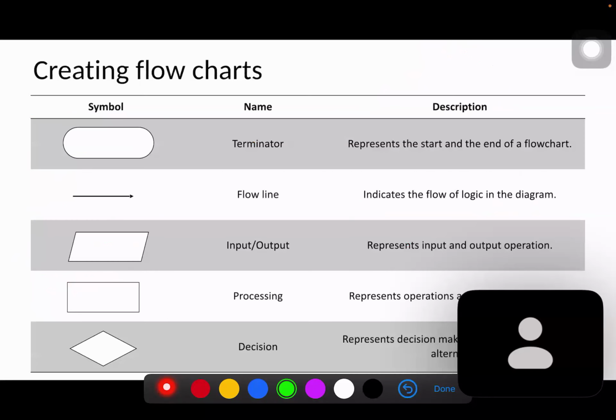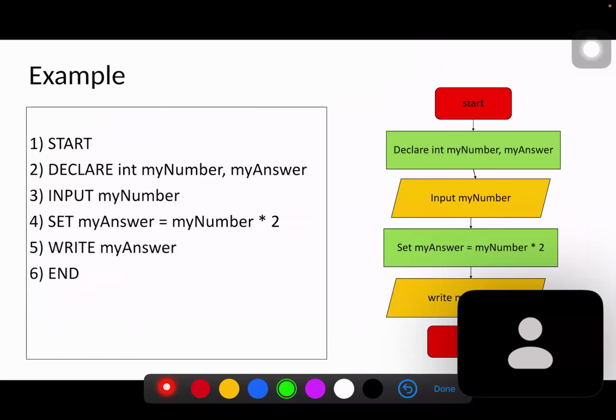Now you have those shapes over here. So this one is for the terminator, this is for the flow of control, this is for the input output, this is for processing, this is for conditional statements. Okay, let's look at an example. The first example is very, very simple, very easy. Sorry, on my left I have the pseudocode, and on my right I have the flowchart.